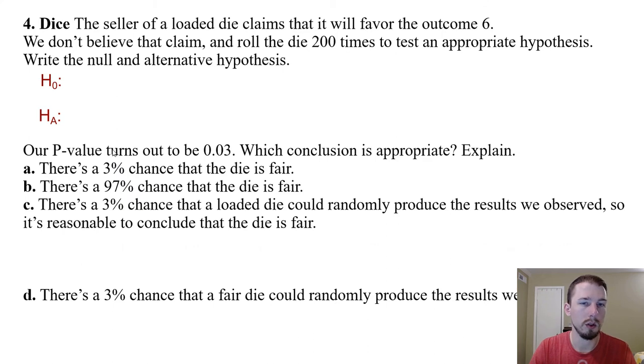4. The seller of a loaded dice claims that it will favor the outcome of 6. We don't believe his claim, so we roll the dice 200 times to test an appropriate hypothesis. So write the null and the alternative hypothesis.